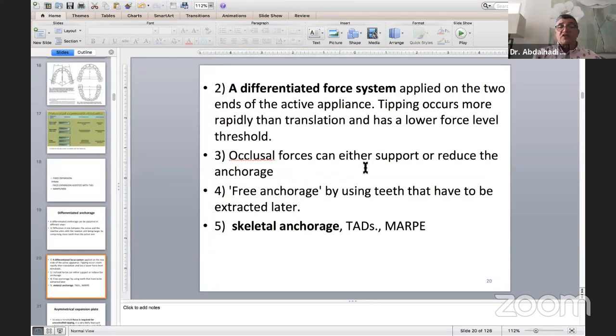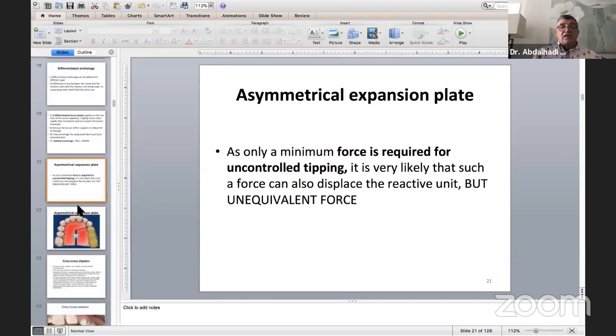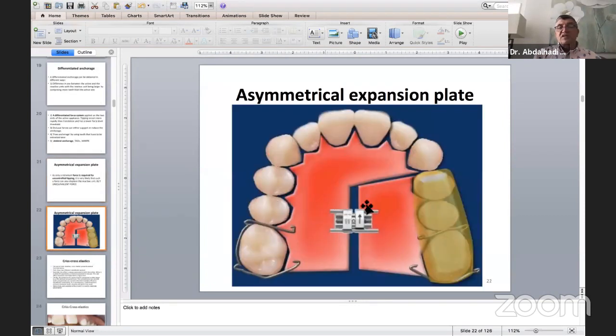So the occlusal forces can either support or reduce the anchorage. Free anchorage by using teeth to be extracted. Skeletal anchorage, TAD and Marpe. Asymmetric expansion plate is also used, as only a minimum force is required for uncontrolled tipping. It's very likely that such a force can also displace the reactive unit, but with an equivalent force. So before, you remember, we used this to correct a kind of asymmetry.